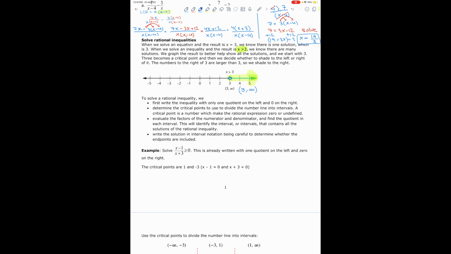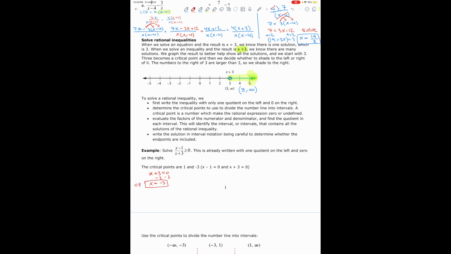Next, we're going to find the critical points. Again, the critical points are any points that make the expression equal to 0 or undefined. In this case, what makes the expression undefined is if the denominator is equal to 0. So how do we find the critical points? We're going to set x plus 3 equal to 0 and then solve. So you will get minus 3 on both sides, and x is equal to negative 3. That is our first critical point.